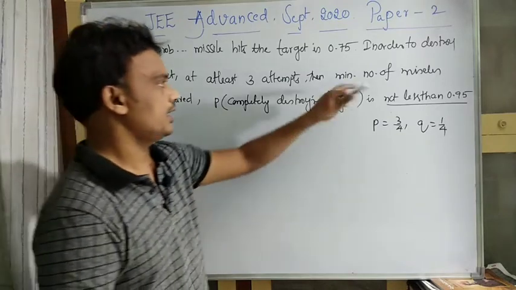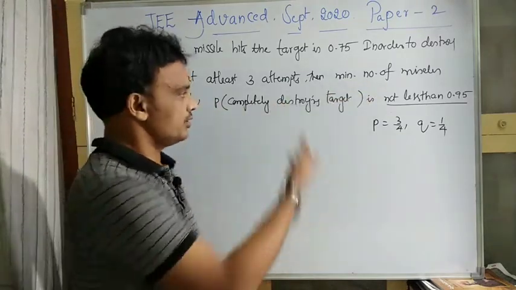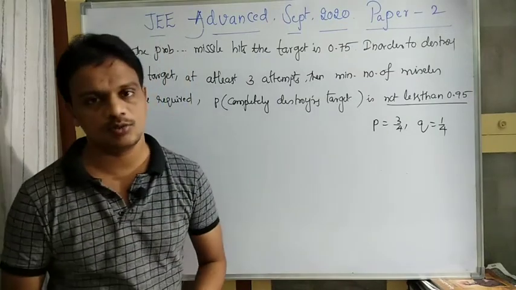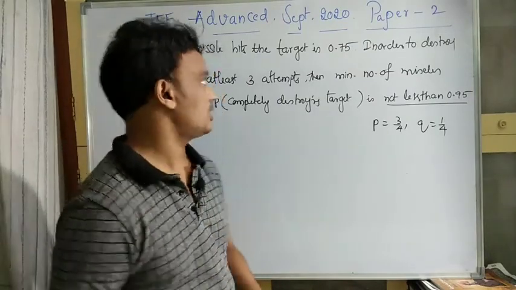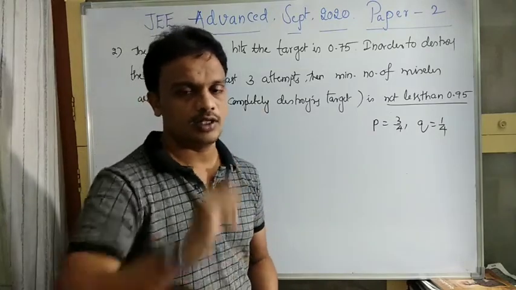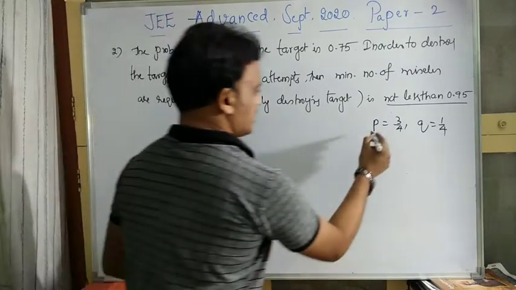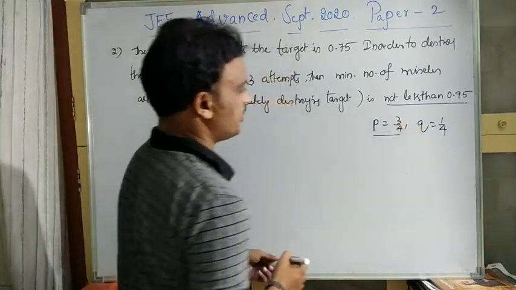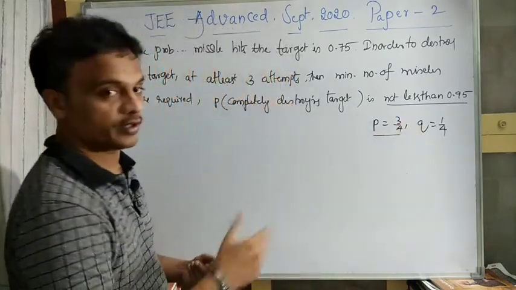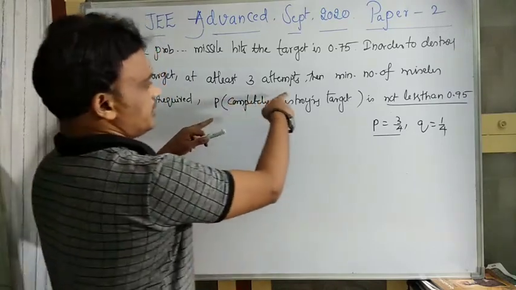In that case, we need the minimum number of missiles, so we are going to find the n value. Here I am going to use the binomial distribution, because there are only 2 chances: the missile hitting the target or not hitting the target. The probability of success p is 3 by 4 and q is 1 by 4. We are going to find the n value, and a minimum of 3 hits are required.